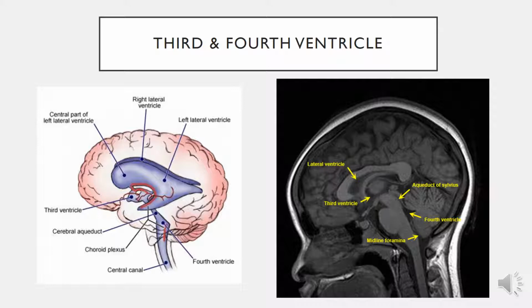The third ventricle is inferior to the body of the lateral ventricle, so just below. The third ventricle communicates with the fourth ventricle through the Sylvian aqueduct, or the aqueduct of Sylvius. Same thing. The pineal gland is just posterior to that third ventricle. The fourth ventricle is the most inferior and posterior of the ventricles. It kind of looks like a little triangle behind the brainstem.